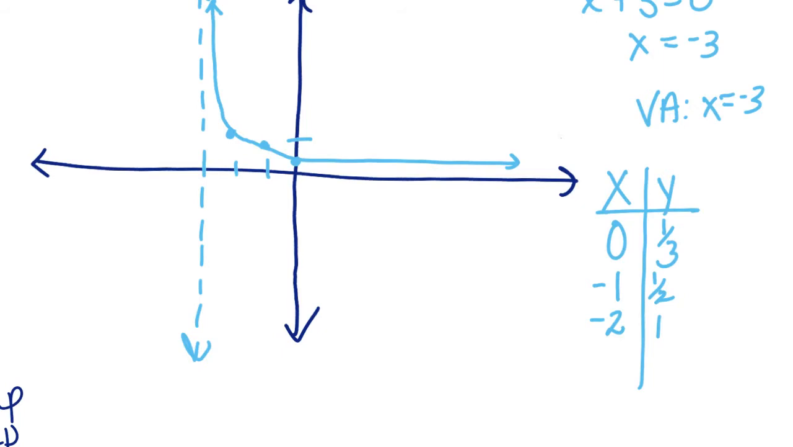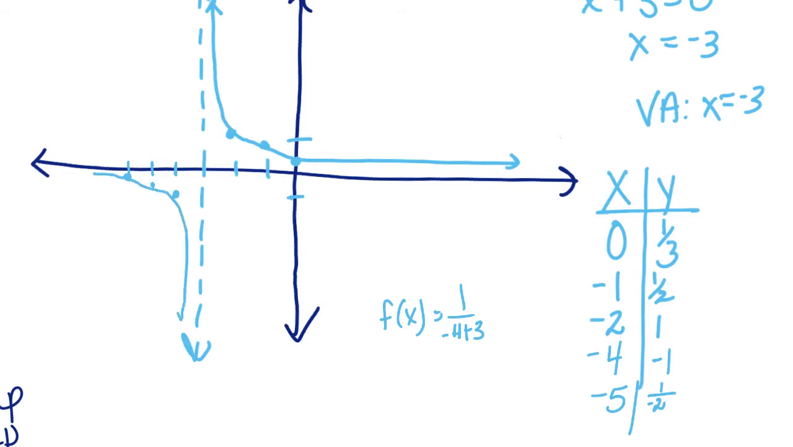-4. If I plug in -4, the equation was this, 1 over -4 plus 3. That's going to be -1. And if I plug in -5, I get 1 over -2, that's -1/2. And it looks like this is going to be the same type of pattern where it goes like this.